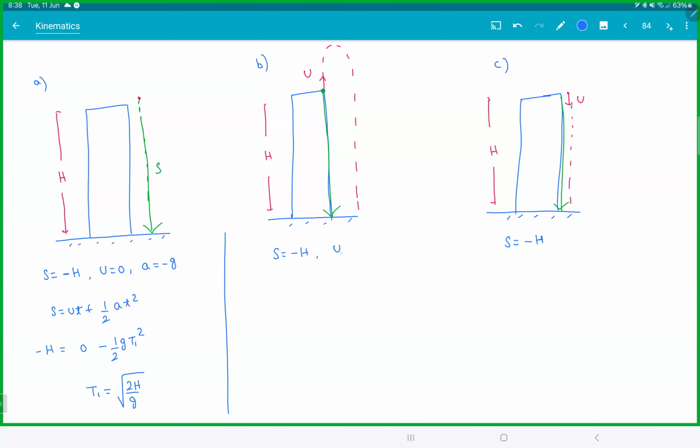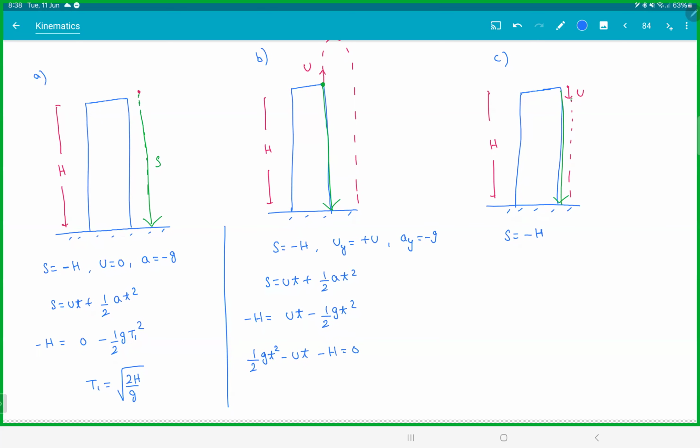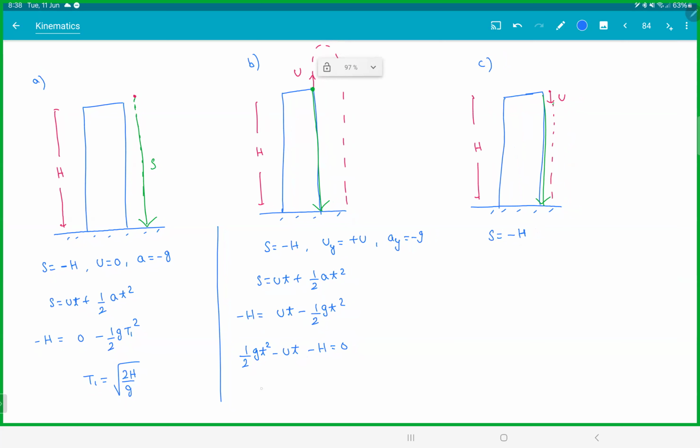The second one, the speed u_y is plus u because it is going up. a_y is minus g because it is going down. So write the equation: s is equal to ut plus half at square. This is minus h, this is ut minus half gt square. We get a quadratic: half gt square minus ut minus h is equal to 0. This comes out to be time t2 is u plus root over u square plus 2gh, by g. I'm not taking the negative root. Time can't be negative here.